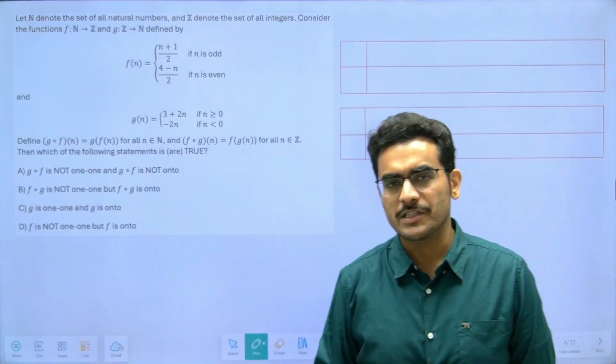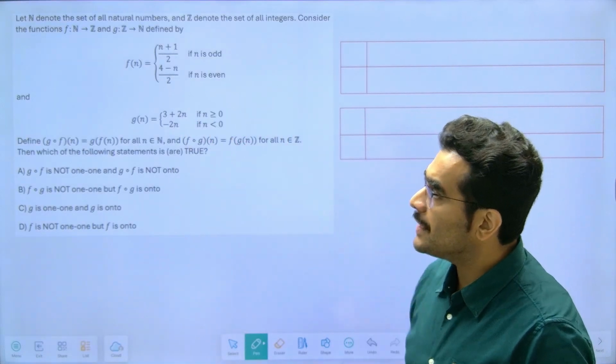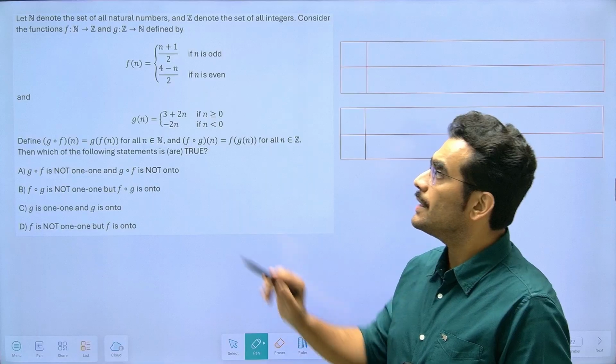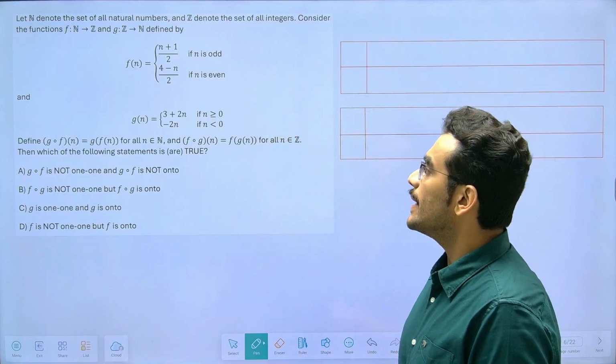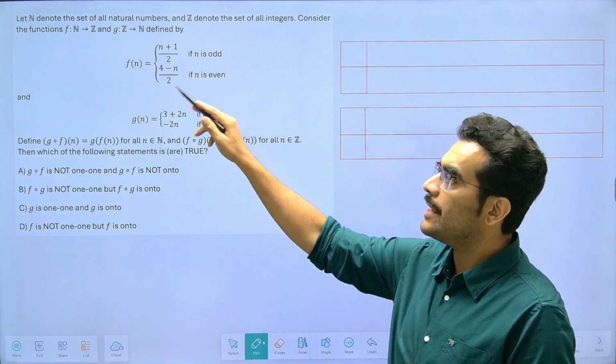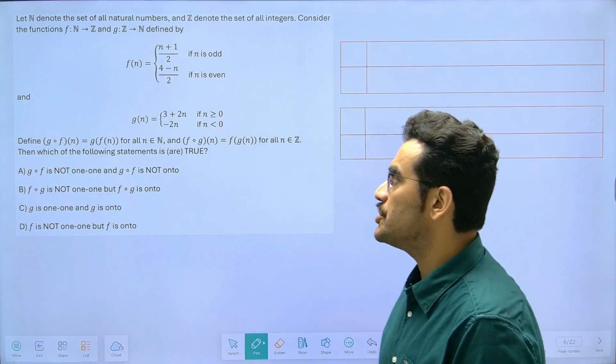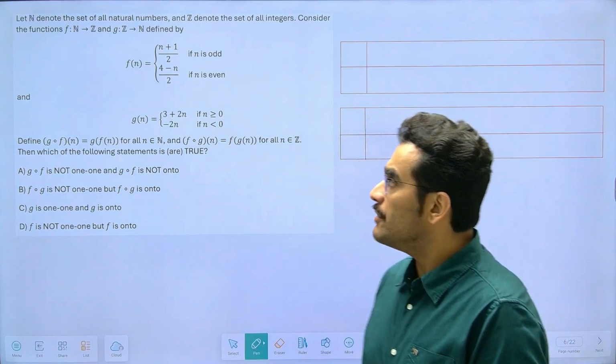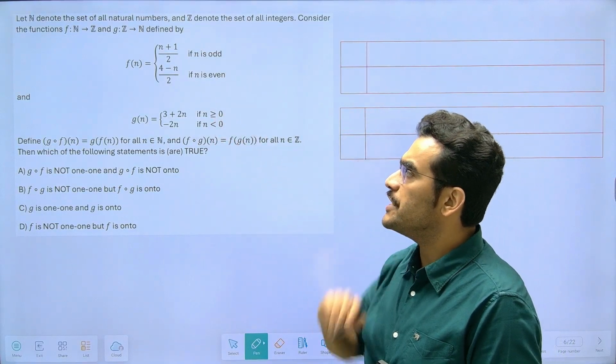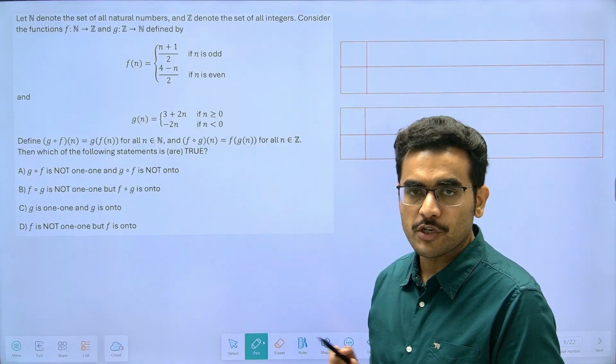Let us take this JEE Advanced question. Let capital N denote the set of all natural numbers and capital Z denote the set of all integers. Consider the functions f: N → Z and g: Z → N defined by, we have a piecewise definition of f(n) and a piecewise definition of g(n).